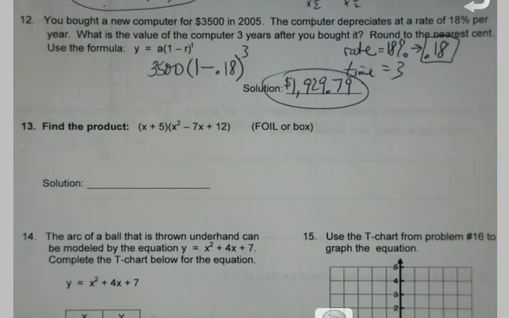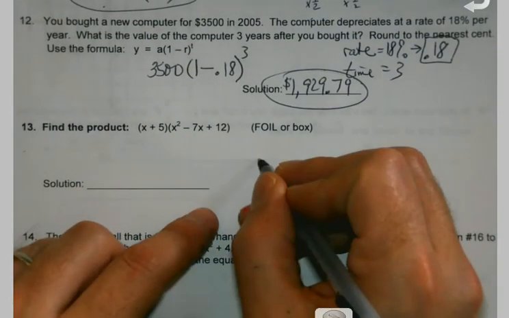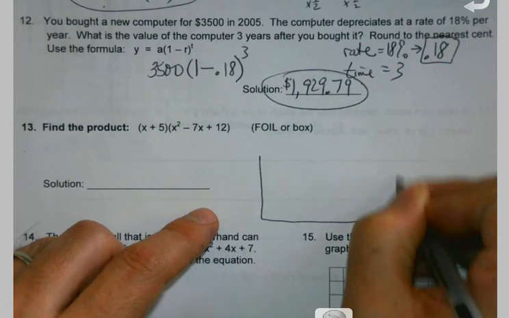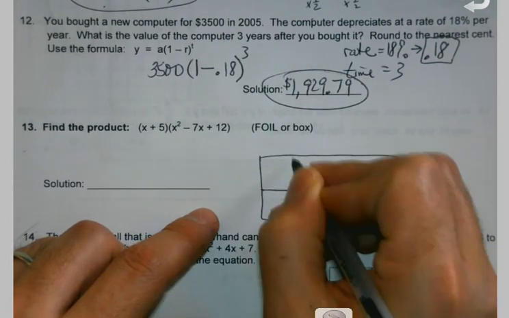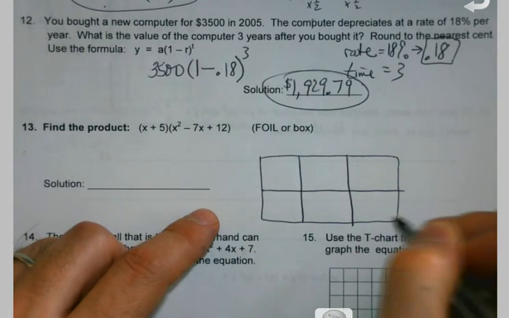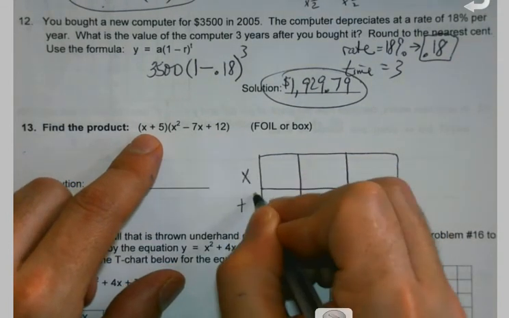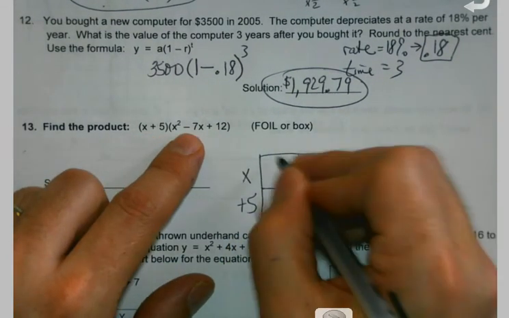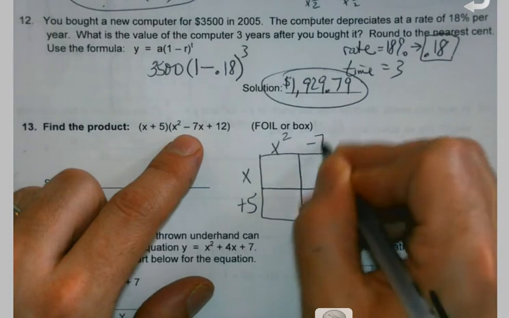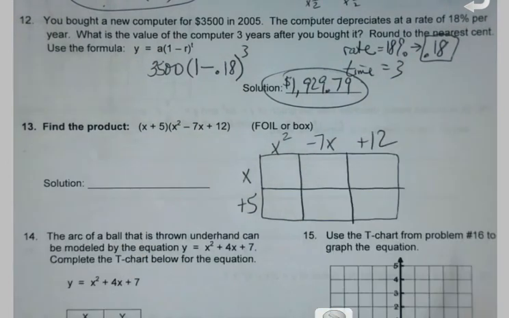13. Use FOIL or the box. Now, with a 2x3, I'm really going to push the box here because it's going to organize all my like terms too. So the side that only got 2 boxes, I'm going to put the x and the plus 5. And the side with 3, x squared minus 7x plus 12.